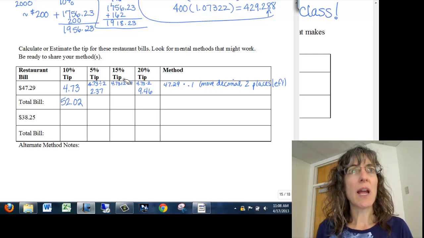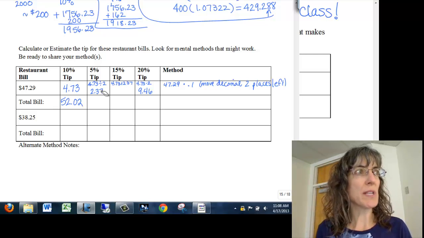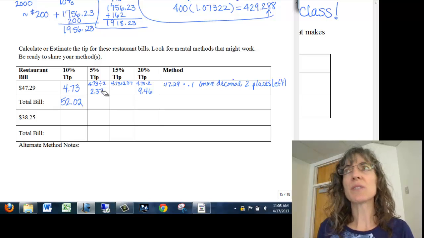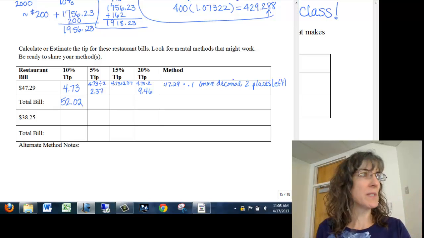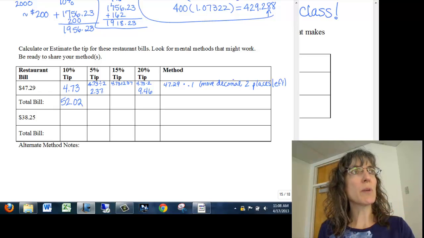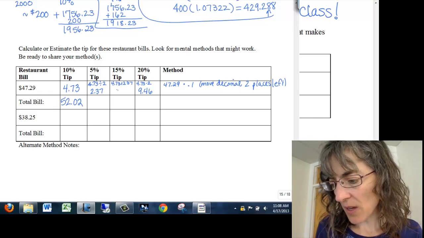If you add the 10% and the 5%, since I wrote it up there, because 5% plus 10% is 15. So if you add those two numbers together, what do you get? 7.09.